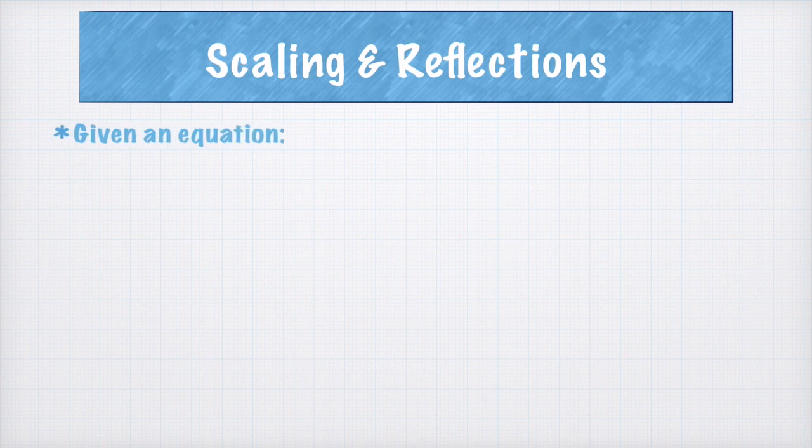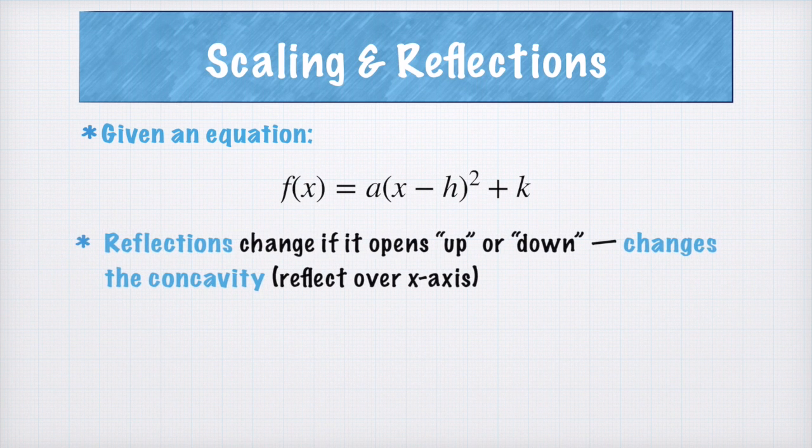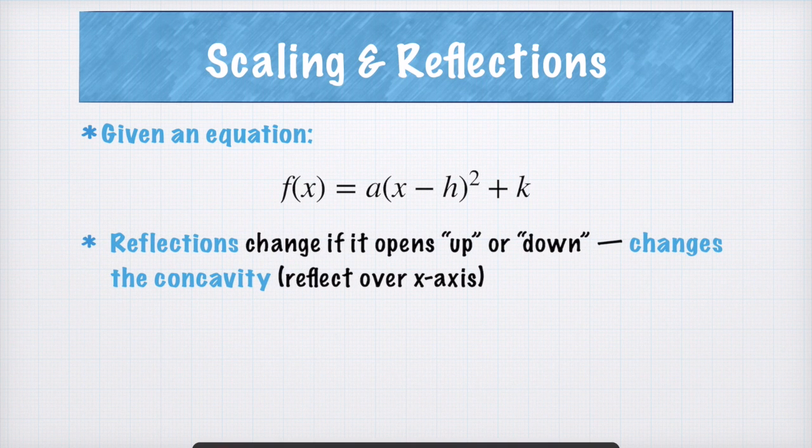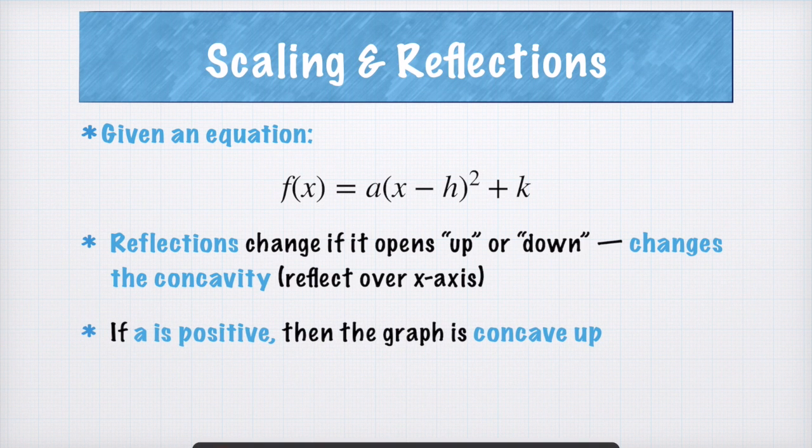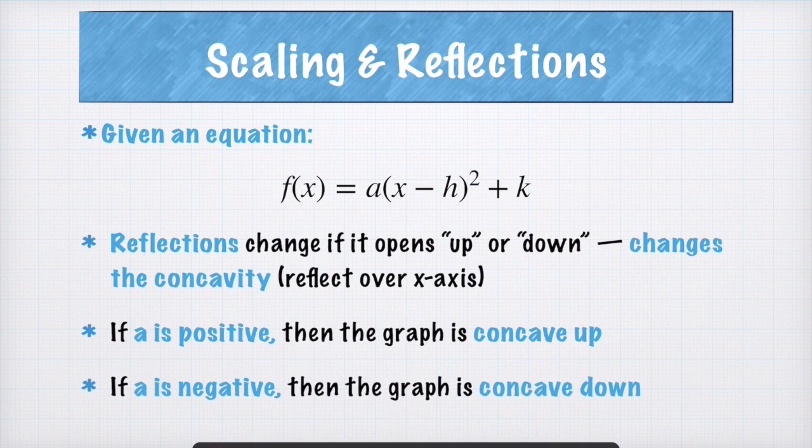And we're still with the same thing. Reflections change if it's going to open up or down, or basically it changes its concavity. You're just flipping it across the x-axis. If a is positive, then the graph is concave up. If a is negative, then the graph is concave down.